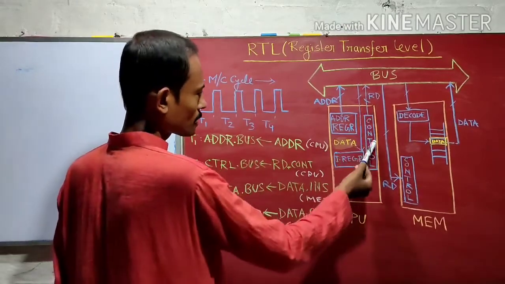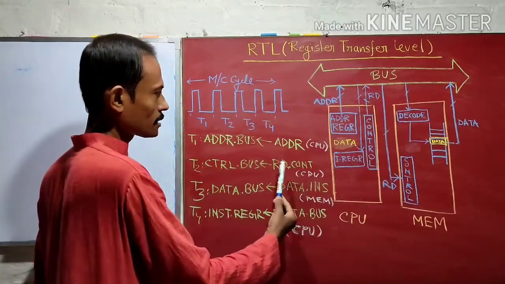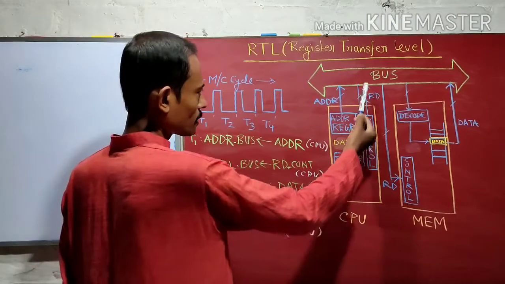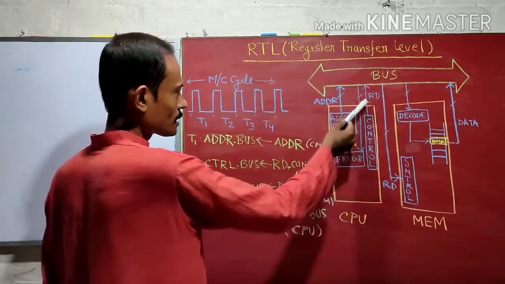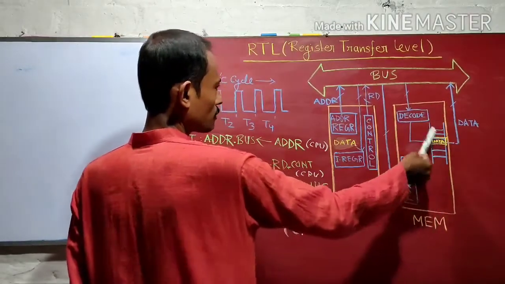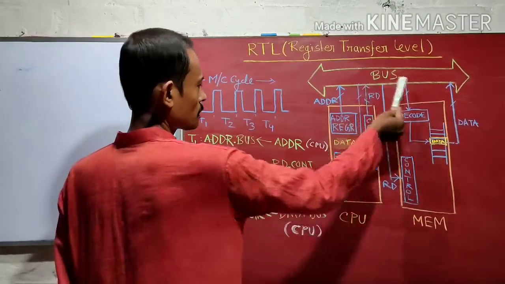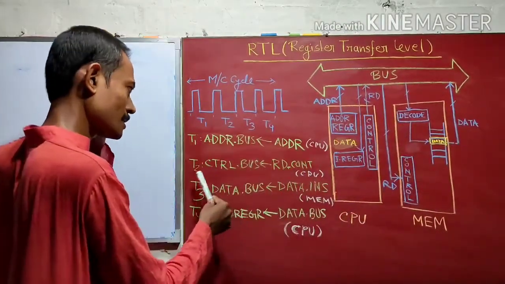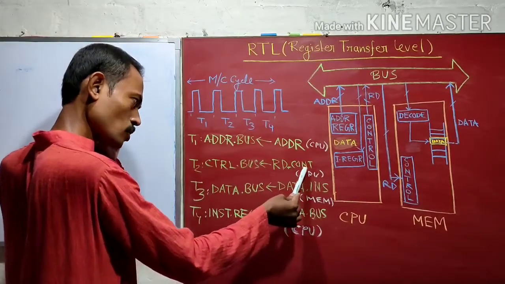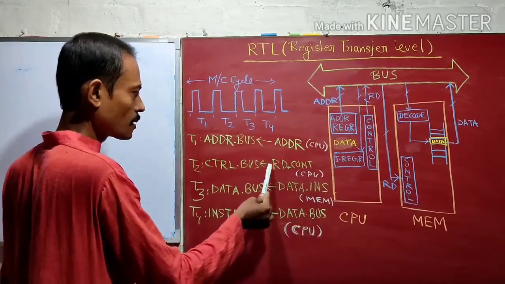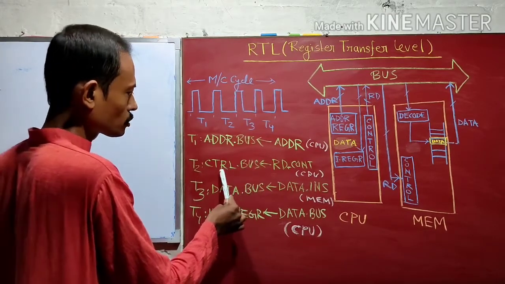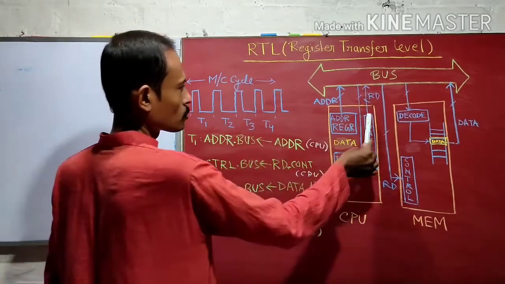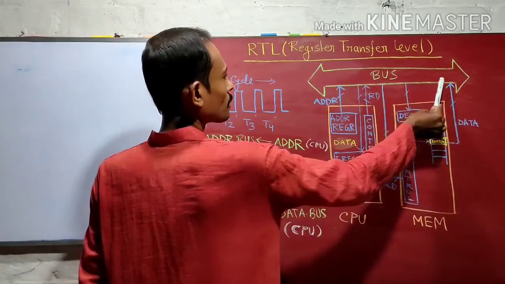Now in the second state, within the CPU we know that there is a controller. So the controller generates the control signals. We already learned that the important control signal that will be generated by the CPU is the read operation. That means it will be read from the memory. So the next state will be read. It's a control signal. It will be generated by the CPU and put on the control part of the bus. So here the read signal will be put on the bus.